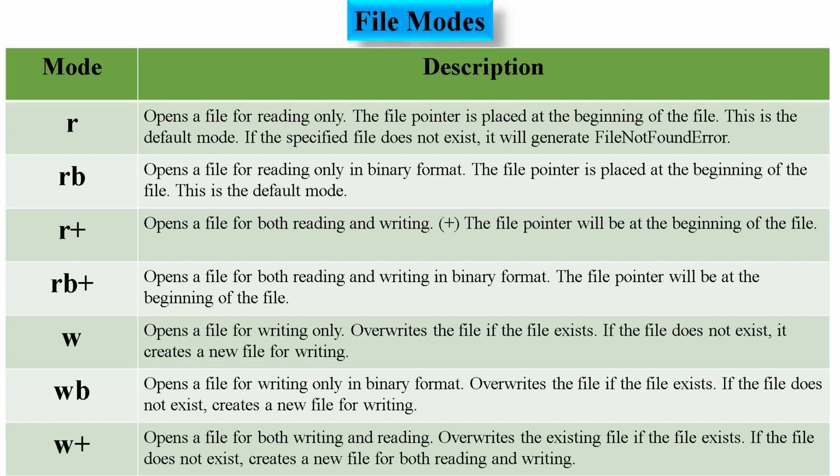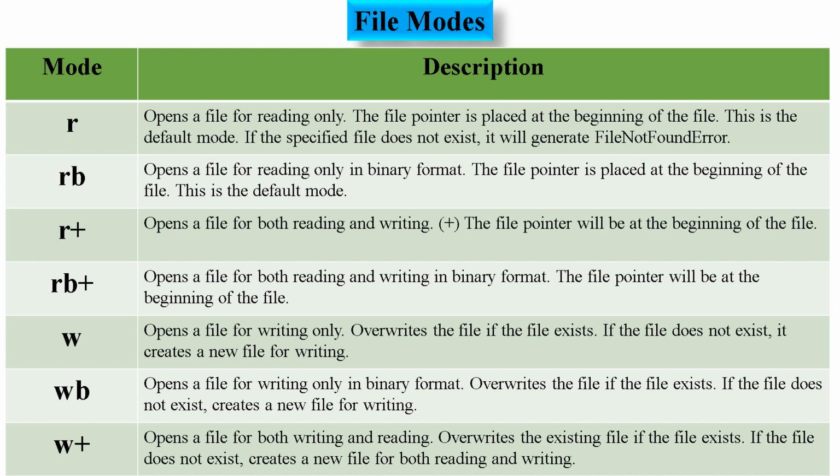Mode r+ opens a file for both reading and writing. The file pointer will be at the beginning of the file. Mode rb+ opens a file for both reading and writing in binary format. The file pointer will be at the beginning of the file. Mode w opens a file for writing only. Overwrites the file if the file exists. If the file does not exist, it creates a new file for writing.